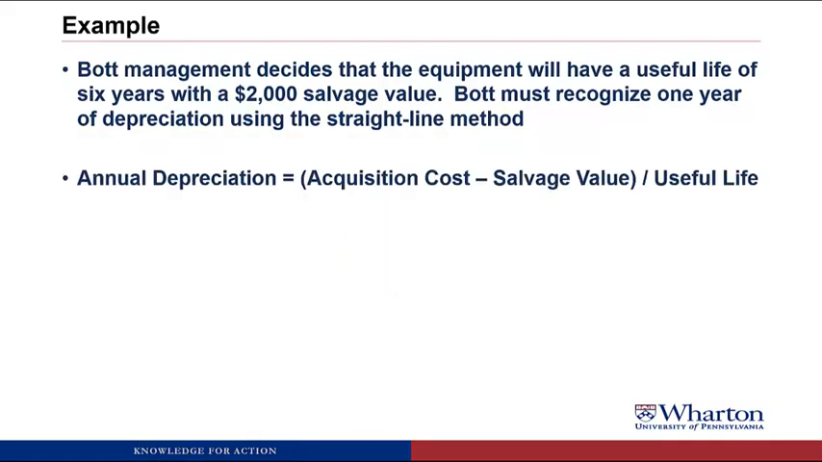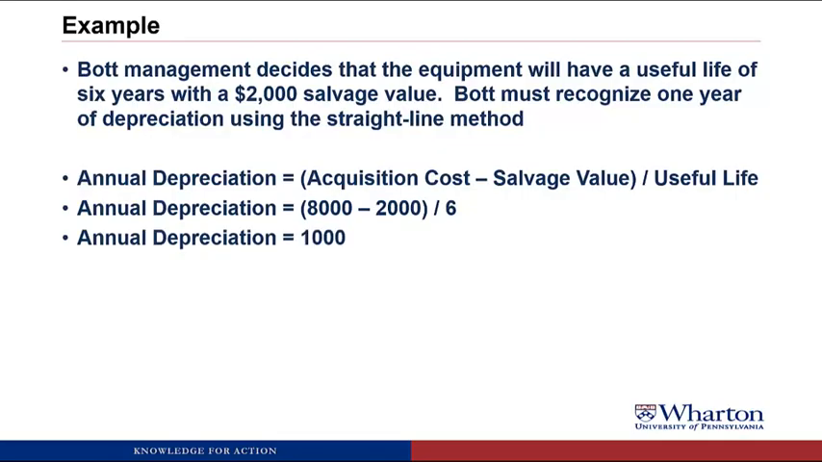So the equation is annual depreciation equals the acquisition cost minus the salvage value, all divided by the useful life. So if we pop in the numbers, we've got $8,000 acquisition cost minus $2,000 salvage value is $6,000 of depreciable base, spread over 6 years would give you $1,000 of depreciation per year.